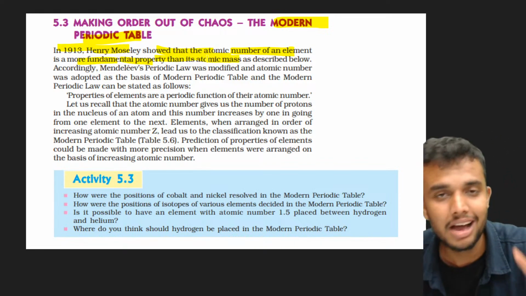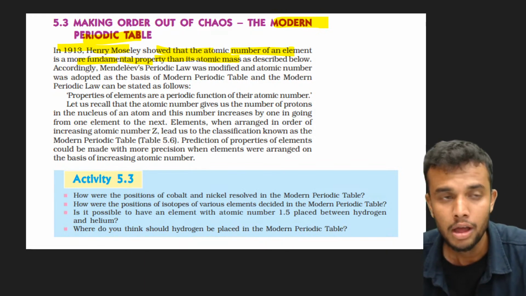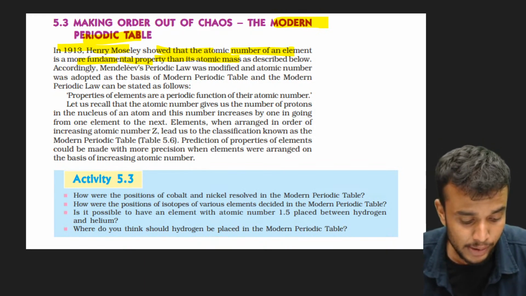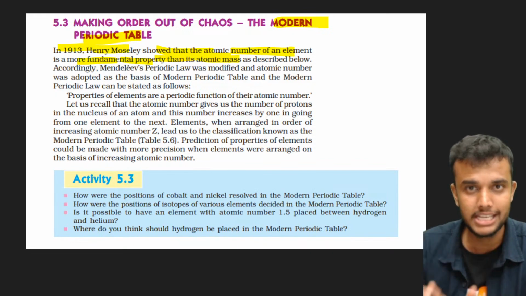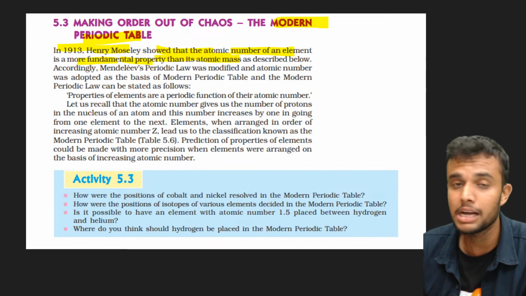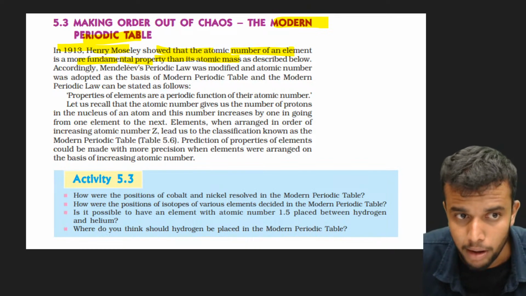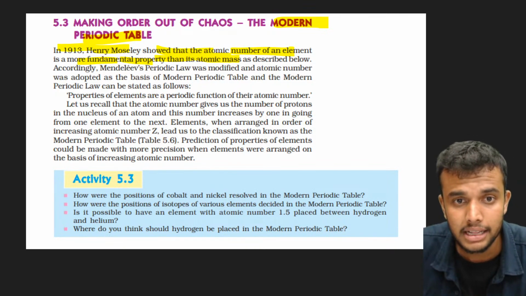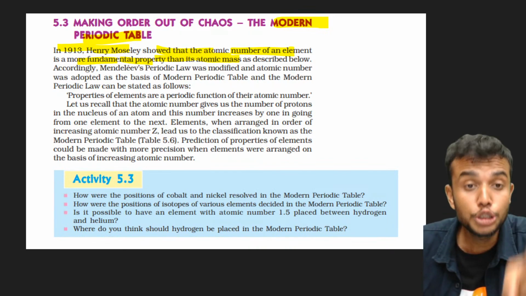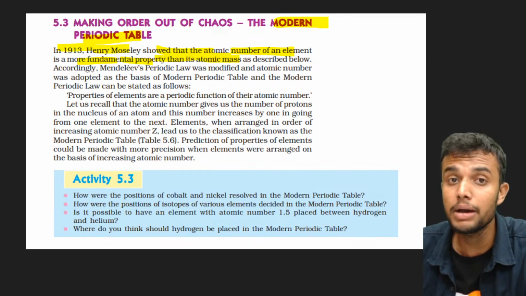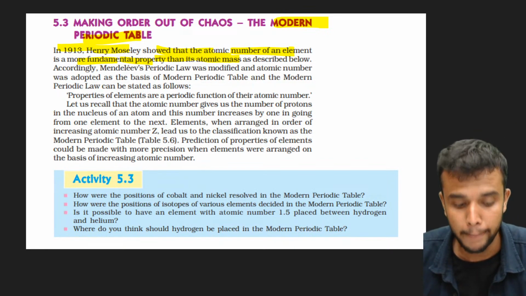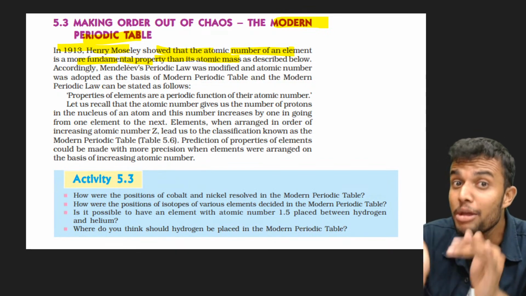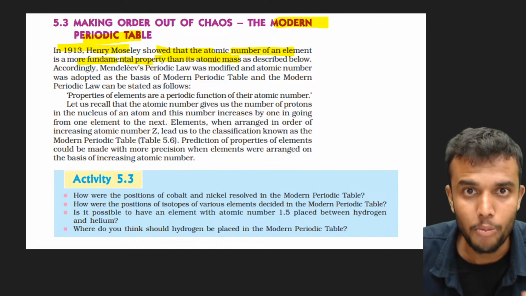He came with a new idea. What did he do? Up to then, scientists believed that atomic mass is the basic property, and that chemical and physical properties completely depend upon atomic mass. But Henry Moseley in 1913 showed that atomic number is important rather than atomic mass. It's nothing but that atomic number is the basic property, not atomic mass.